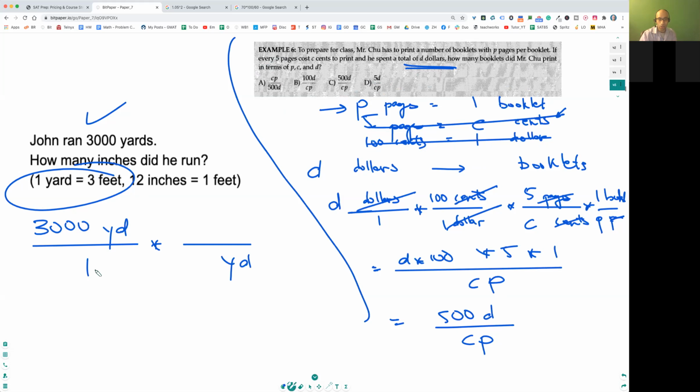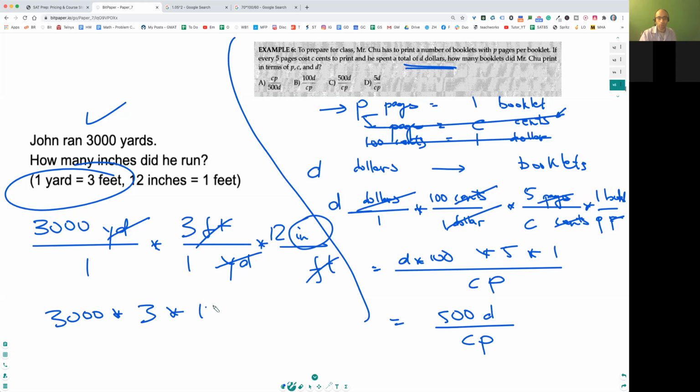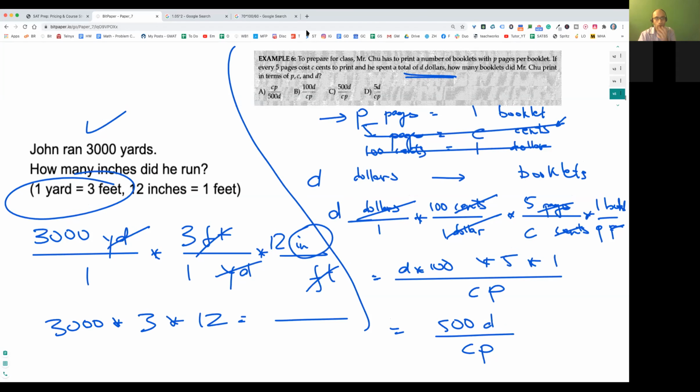So 3,000 yards. You've got yards here, so you write down 1 and 3 feet. Then this yard and this yard cancel out, and now you've got feet over here. So now you can also do feet to inches: feet to 12 inches. You write down 12 inches, so this and this are gone, and now we've got inches here. So now you write 3,000 times 3 times 12, and that's your answer. Remember, all of these ideas are important. Well done, Anuj.